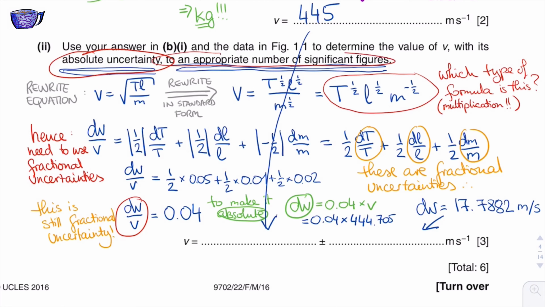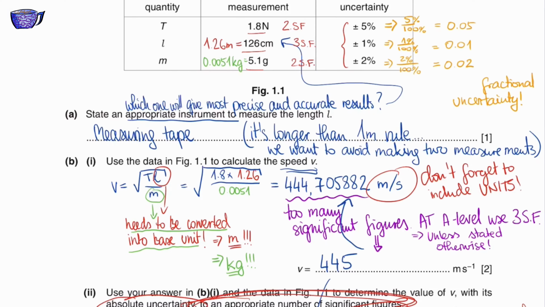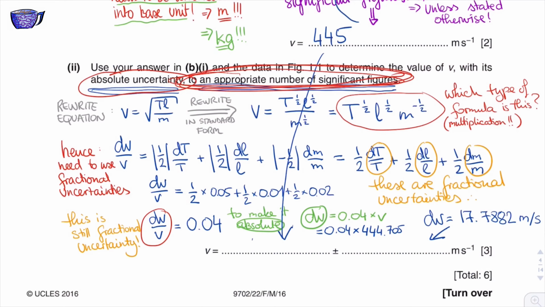This gives you a value of 17.78 meters per second. But remember that you also have to give your values to an appropriate number of significant figures. We know by now that this is 3 significant figures for the value of v, and the value of delta v has to be given to the same amount of decimal places.